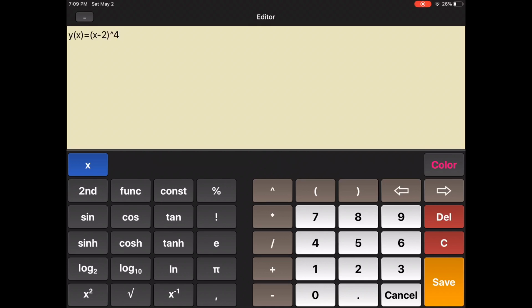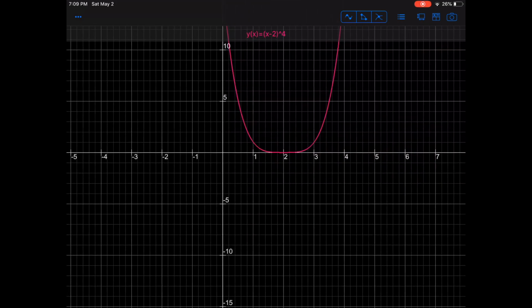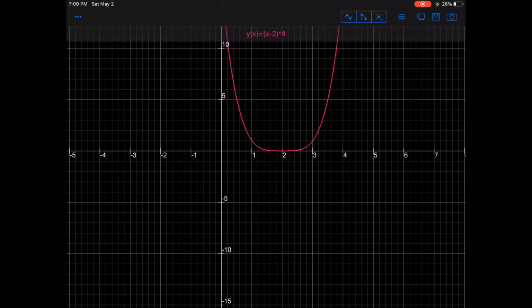So Good Grapher is not quite as user-friendly, but I can put in this function and save it. And it's going to graph the function the same as Desmos does. But something neat happens. If I go and pick a point, like where x equals 2, it tells me the y value, the first derivative, and the second derivative. You can see it in the left there. And that tells us why the second derivative didn't help us out here.